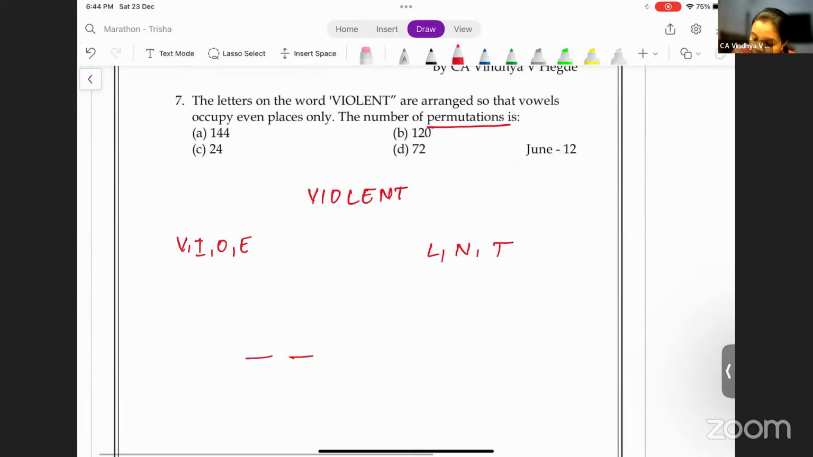Vowels are to be arranged in even places. How many letters are there in the word violent? There are 7 letters. Correct? What are the even places here? Second, fourth.